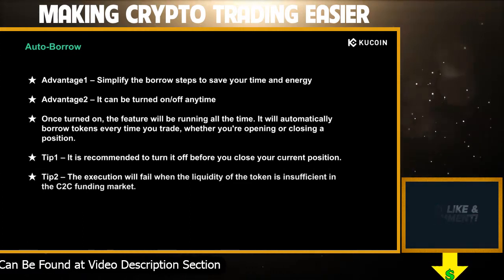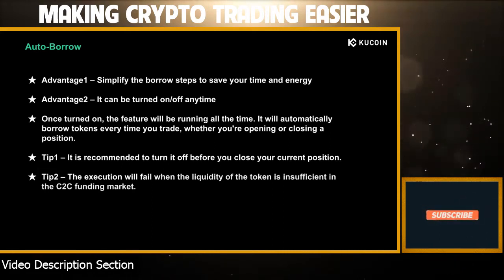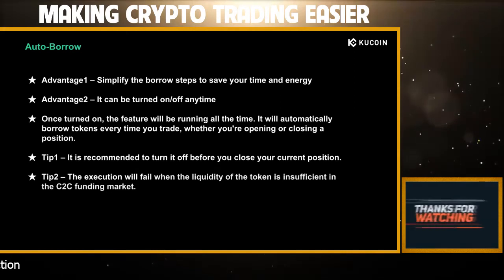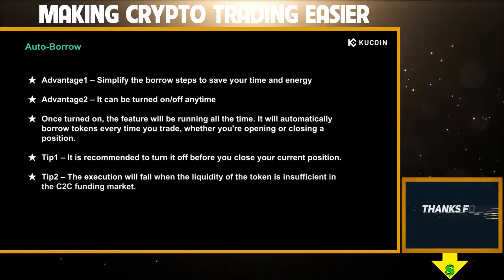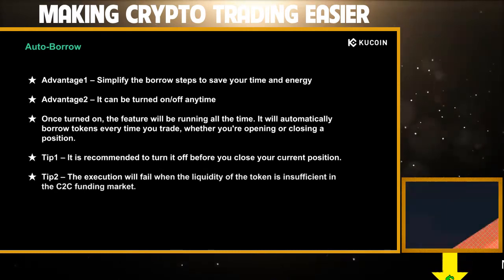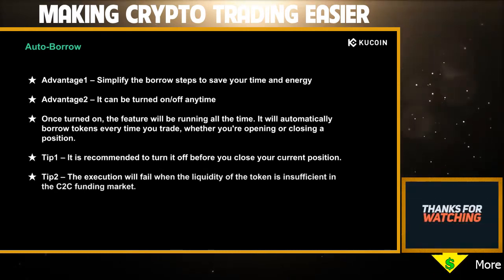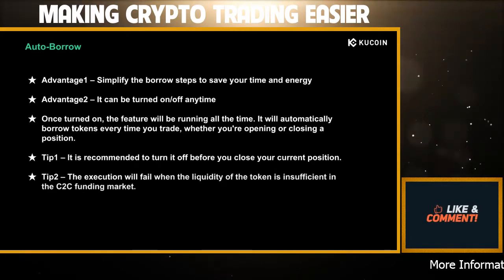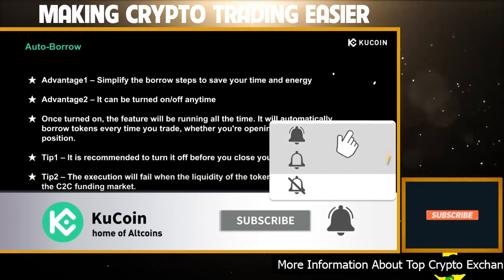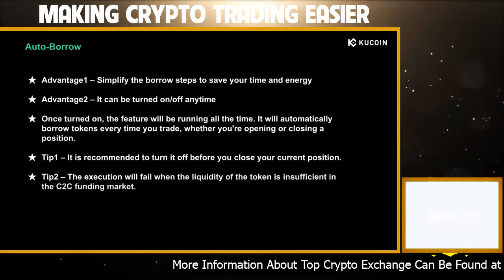So for instance, if I have already placed a long order for BTC and when I want to take profit and close my position when the price is reached, then I need to turn off the auto borrow function before I place the sell order, because otherwise the system will continue to borrow BTC for you. And sometimes the auto borrow will fail if the token in the C2C market lacks liquidity.